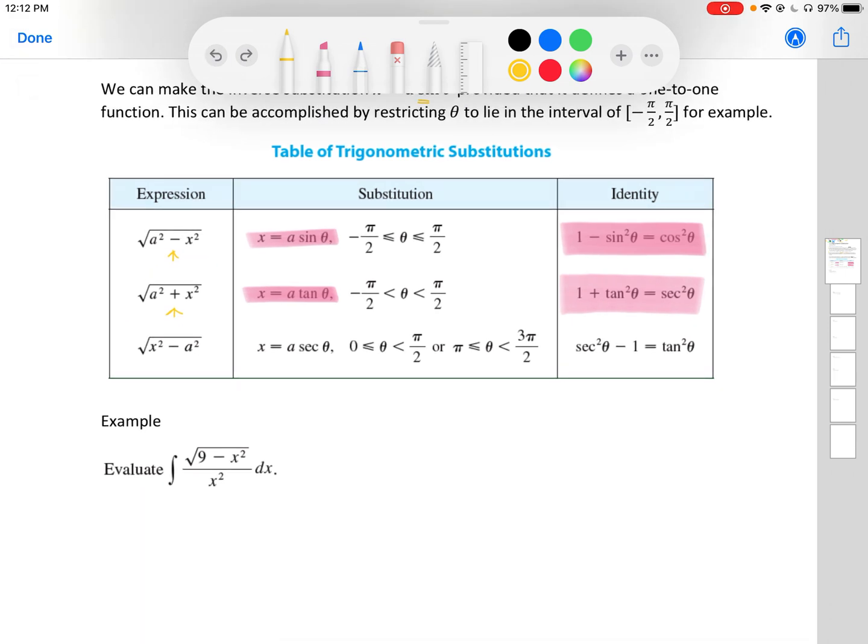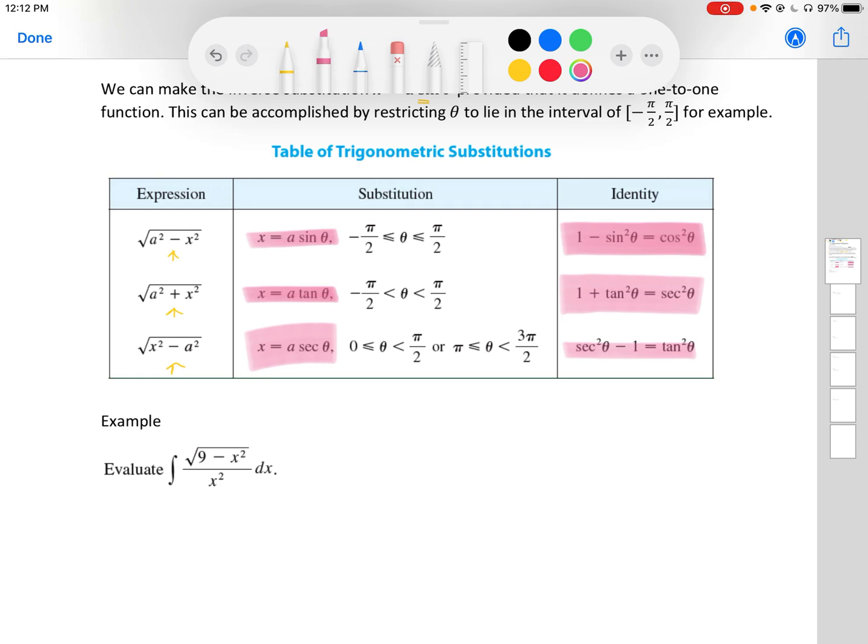But what if I have my variable minus my constant, x squared minus a squared, all under a square root? Then my ideal substitution would be x equals a secant theta, and the identity that would come in handy is secant squared theta minus 1 equals tangent squared.